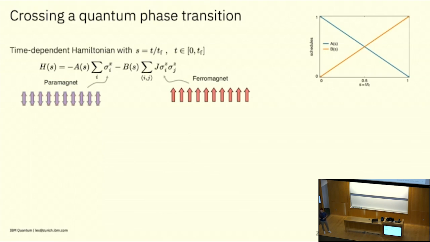And so if you do this slowly enough, then the theory is that you end up in the ground state of the term on the right. Okay, in this very simple case of uniform couplings, the ground state of the term on the right is known, and it's a simple ferromagnet.